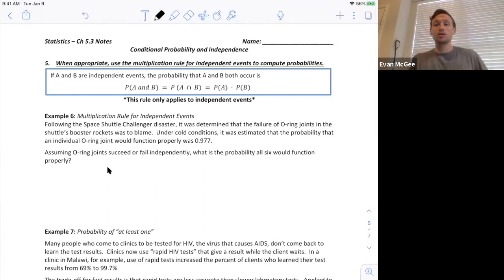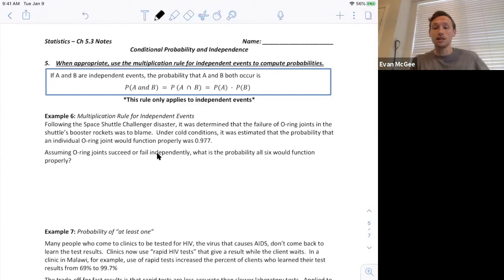Following the Space Shuttle Challenger disaster, it was determined that the failure of O-ring joints in the shuttle's booster rocket was to blame. Under cold conditions, it was estimated that the probability that an individual O-ring joint would function properly was 0.977. So assuming O-ring joints succeed or fail independently, what's the probability all six would function properly?